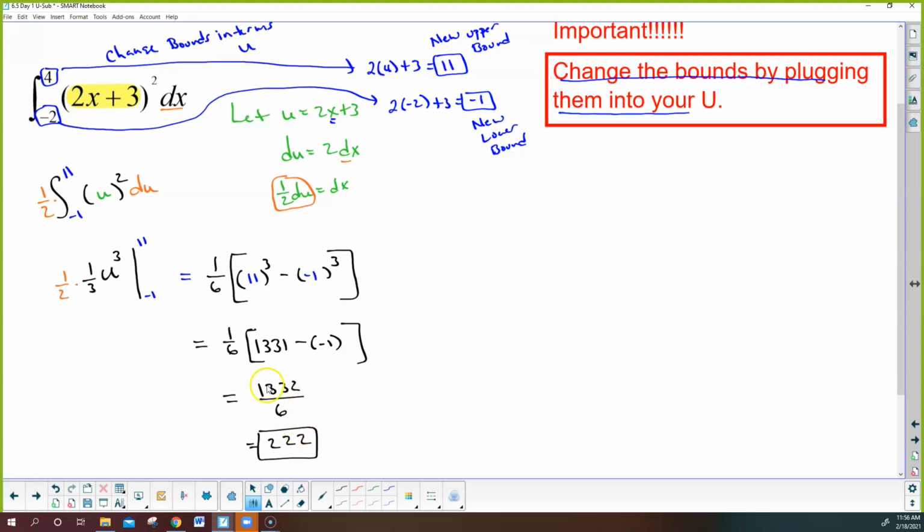Okay, and just like we saw before, when you have definite integrals, you're not putting the plus c, and maybe that was a question that you might have had right away. Where did the plus c go? The bounds take care of the constant, and you're just left with your answer.